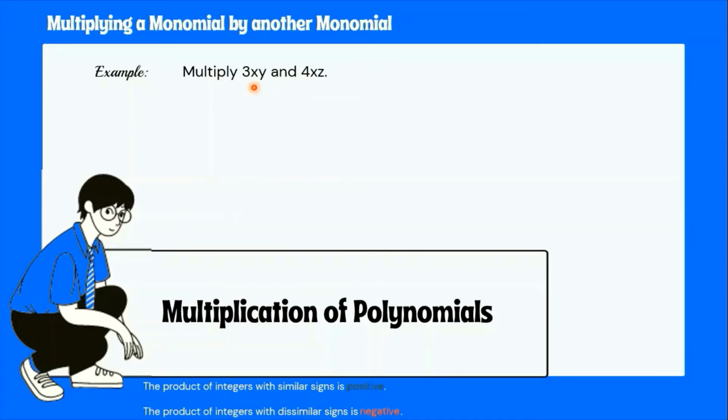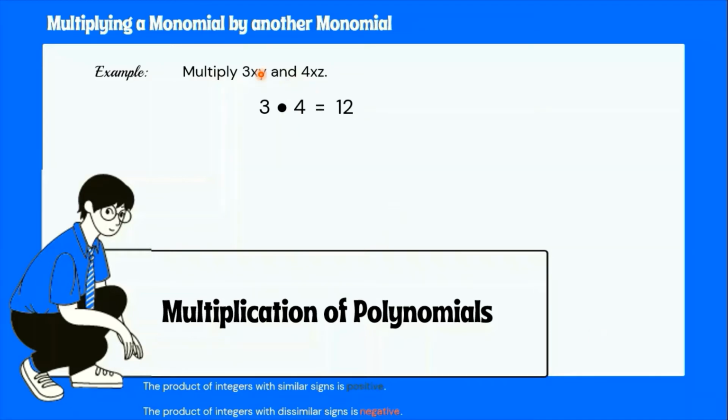So, ang 3xy ay monomial at ang 4xz ay monomial din. Dito sa 3xy, ang ating numerical coefficient ay 3. Literal coefficient natin ay xy. Dito naman sa 4xz, 4 ang numerical coefficient at ang literal coefficient ay xz. Para hindi tayo mahirapan, ang una natin gagawin ay we need to multiply the numerical coefficients together. 3 times 4 is equal to 12.